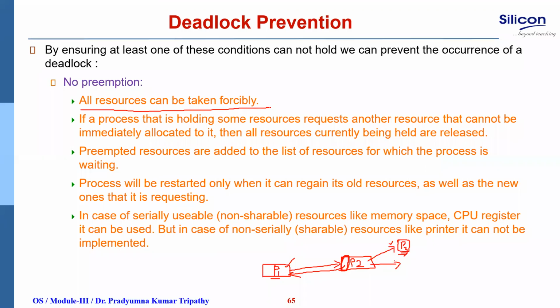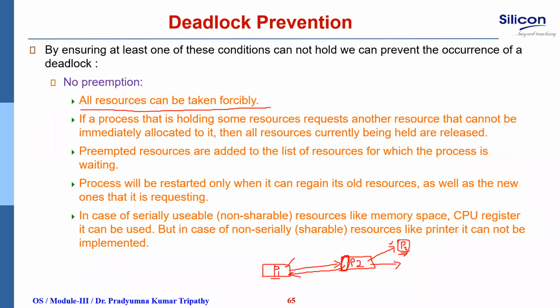If a process that is holding some resources requests another resource that cannot be immediately allocated to it, then all resources currently being held are released. So it has to release all the resources. Preempted resources are added to the list of resources for which the process is waiting. So if the resources are preempted, those will be added to the list of resources it is waiting for.